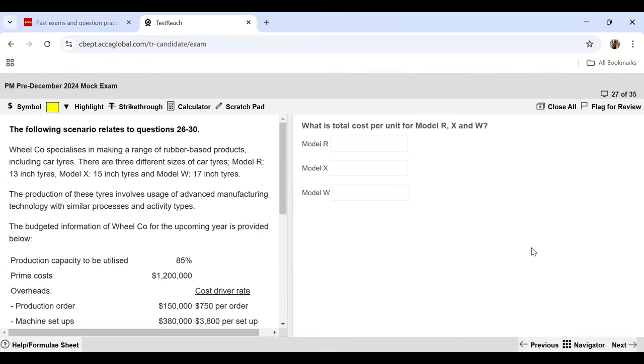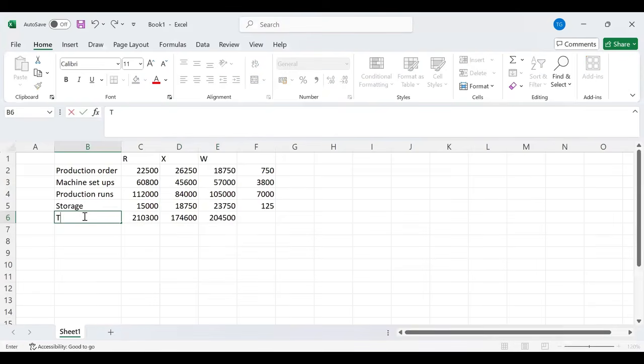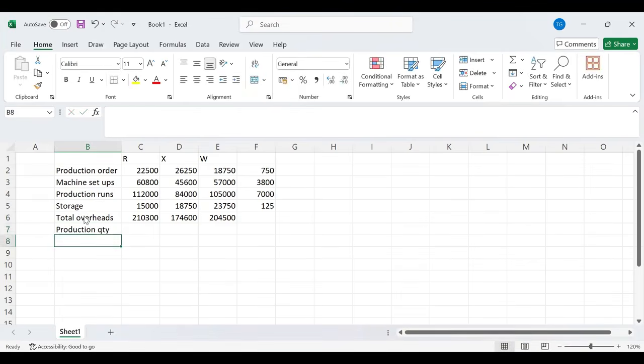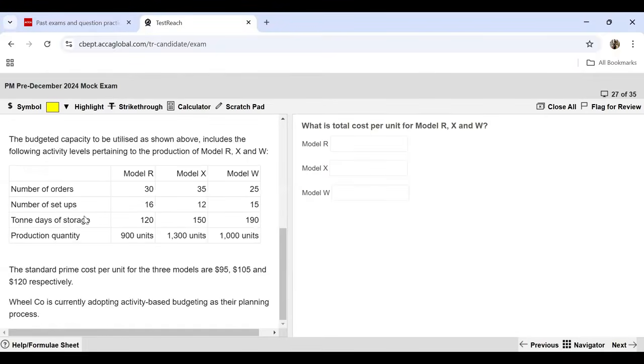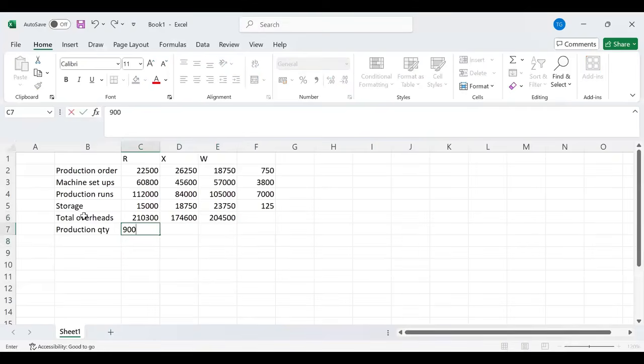Moving ahead, we are now supposed to find out the total cost per unit for our X and W. We already know the total of our overheads, and we also know the production quantities. This is my total overheads. And if I take my production quantity, it is also given to me: 900, 1300, and 1000.